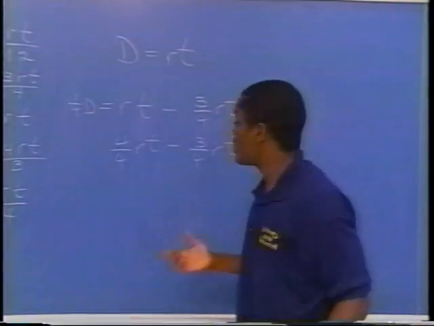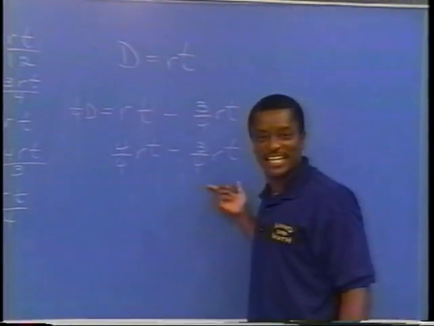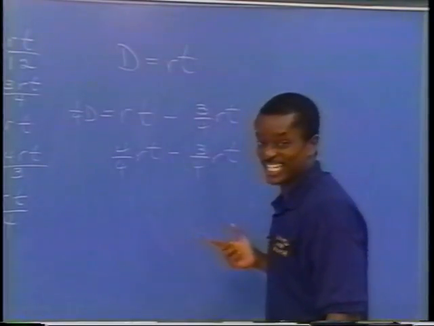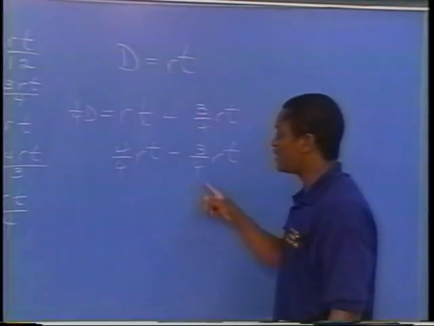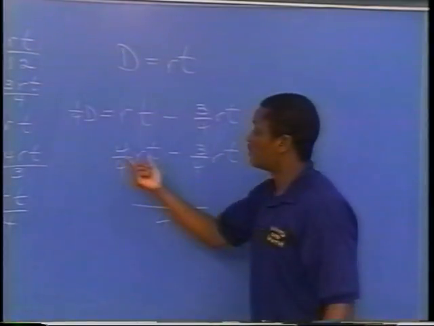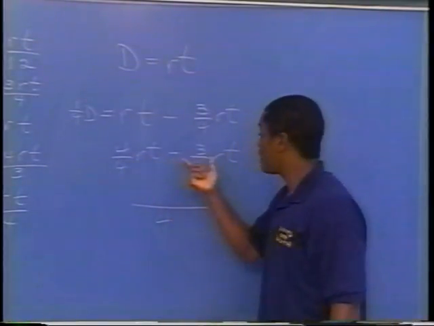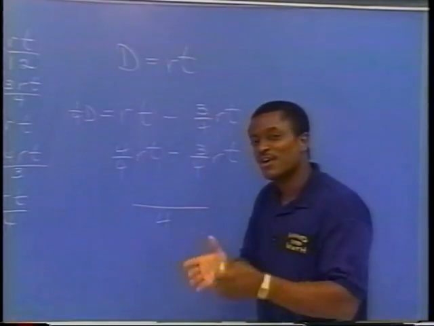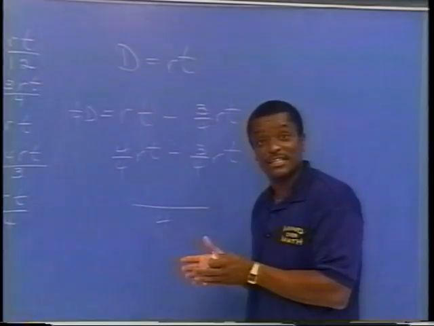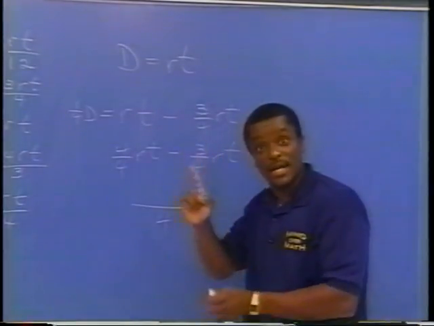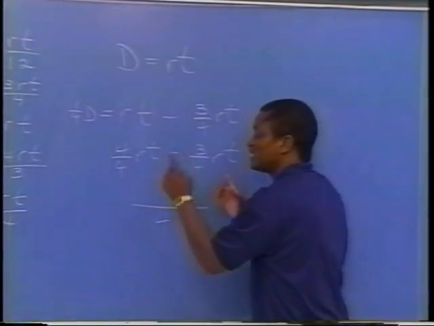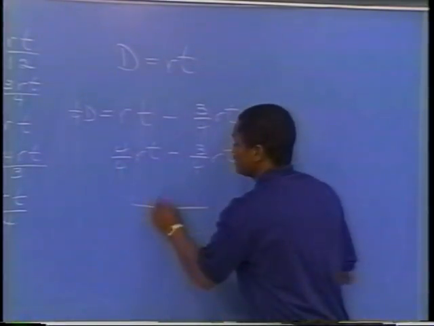Why do we do that? Because we want to combine these two distances. Now you see it, don't you? Sure. Common denominator is 4. And basically we're saying 4RT minus 3RT. 4 of something minus 3 of the same thing leaves us 1 of whatever it is we're talking about. In this case, 4 minus 3 is just 1. 1 times RT.